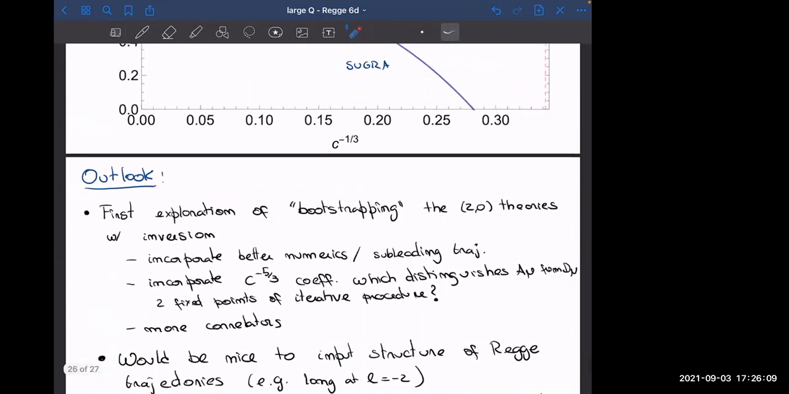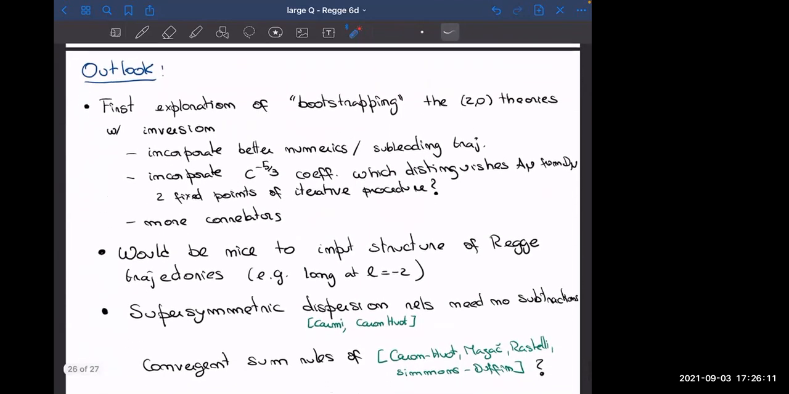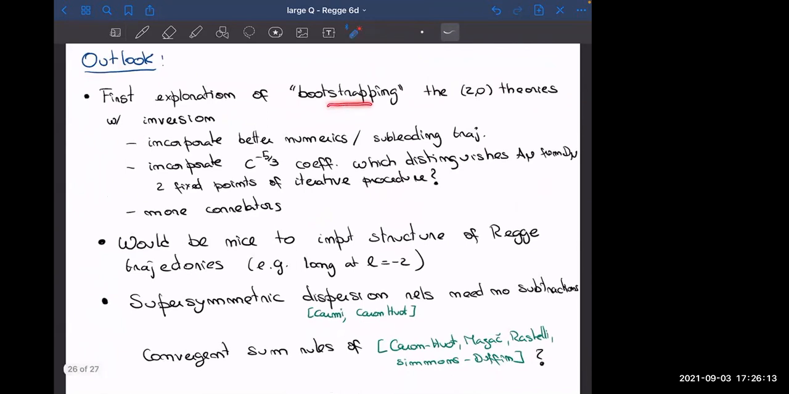So these few plots were the first exploration of this bootstrapping of the 2,0 series with inversion. This is really just preliminary work. To do it seriously or more thoroughly, we would need to incorporate better numerics and add subleading trajectories. We were only feeding back the leading long trajectory.